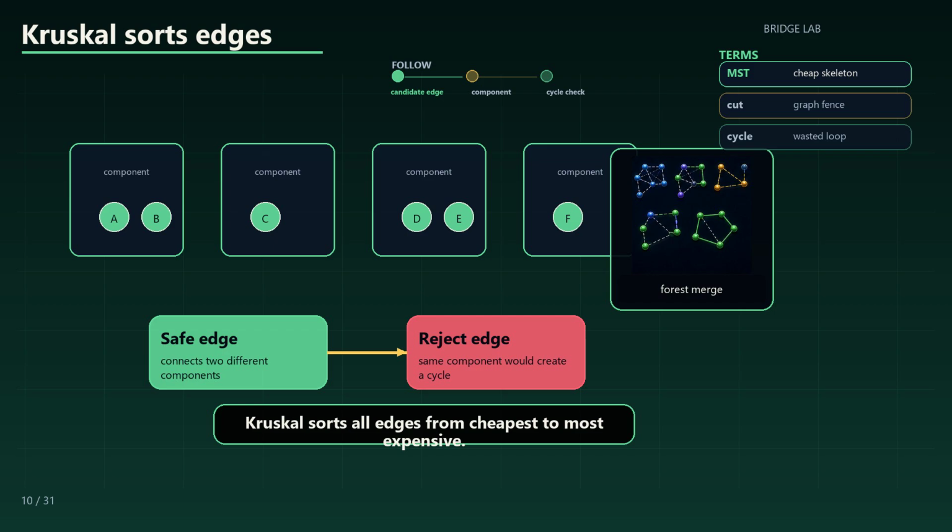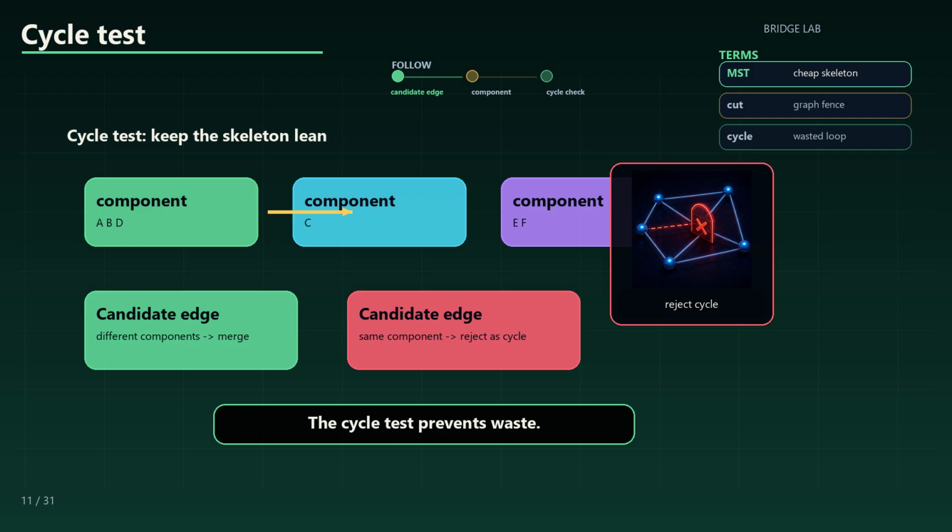Kruskal sorts all edges from cheapest to most expensive. It adds the next cheapest edge unless that edge would create a cycle. Kruskal feels like a forest growing everywhere at once, accept a cheap edge only if it connects two different components. Kruskal thinks like a sorted bargain hunter: look at edges from cheapest to most expensive. Take the edge if it connects two different components, reject it if it only creates a loop inside a component already connected. The cycle test prevents waste.